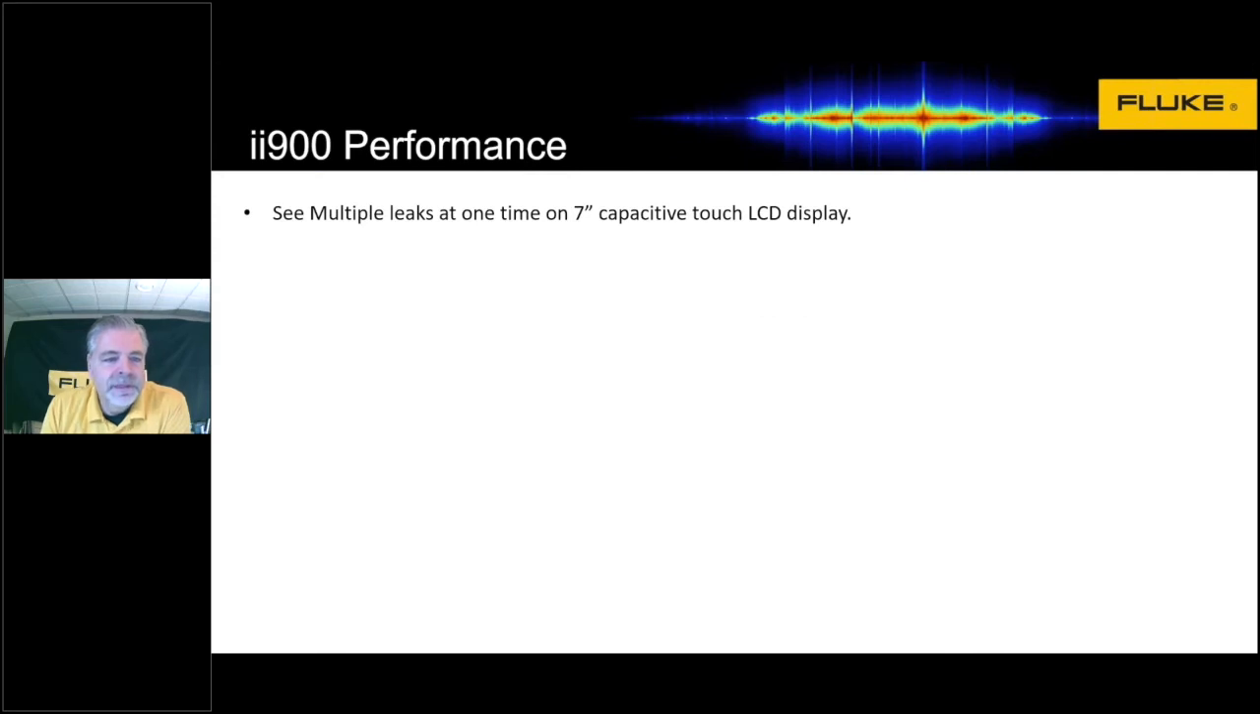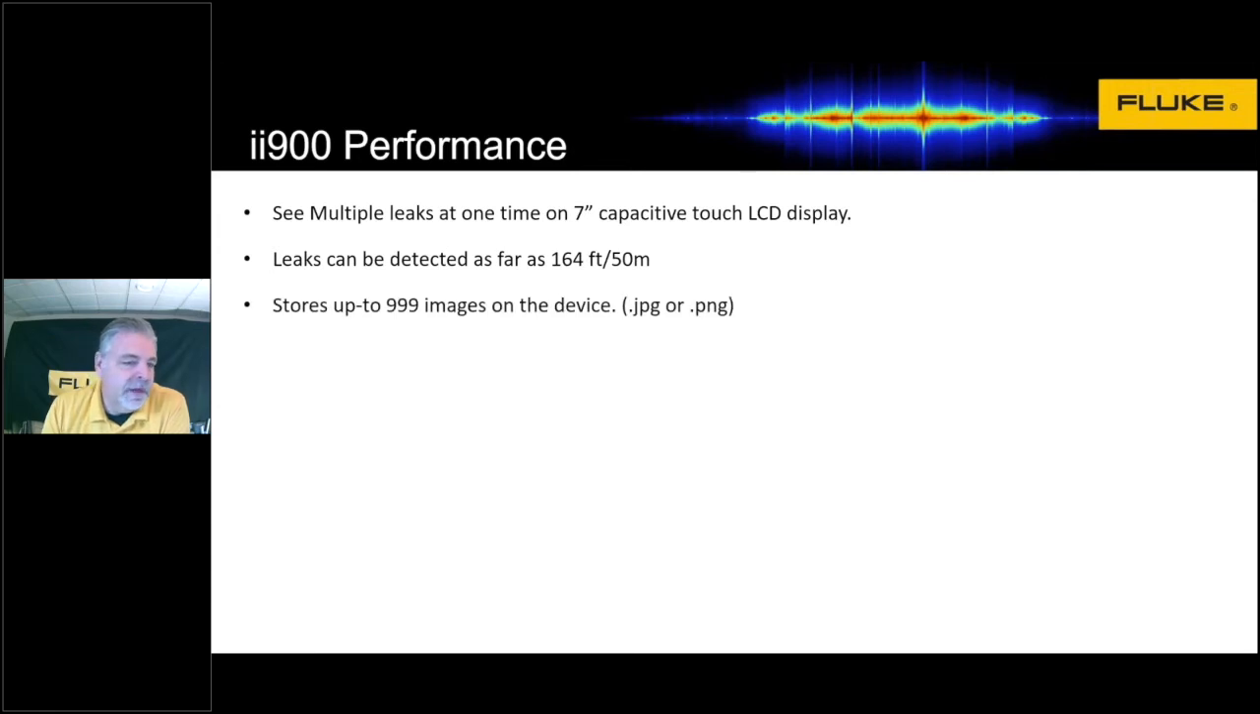So let's talk about some of the key performance of the ii900, kind of the data sheet or specs it has. I mentioned earlier it has a 7-inch capacitive touch LCD display. The really cool thing is that we can detect leaks from as far away as 50 meters. We can save up to 1,000 images on the device. Again, I mentioned JPEG or PNG files. And on the video side, it'll record up to 5 minutes of fully blended video that's available to you at the end as an MP4 file.